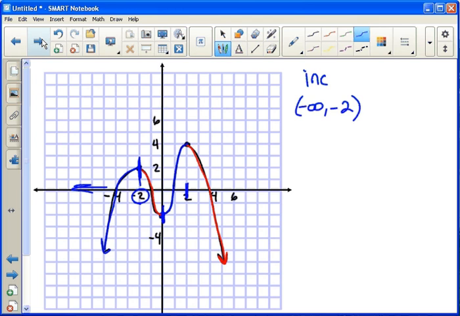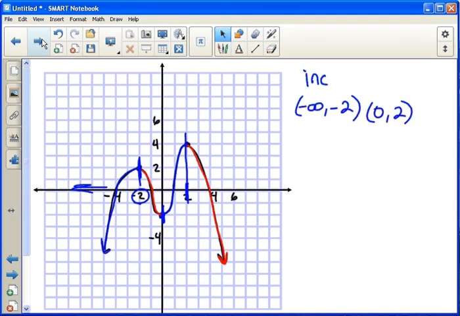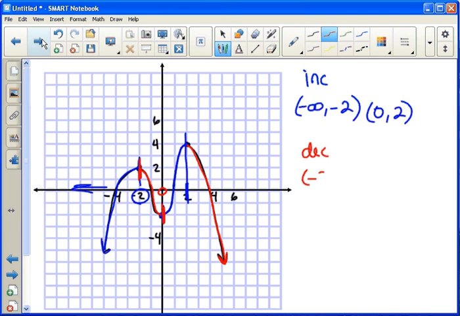Now red, we go from negative 2 to 0, focus on the x values, negative 2 to 0, and from x equals 2, and then on that way forever, so to infinity. So that's how you use a graph to identify where something is increasing or decreasing.